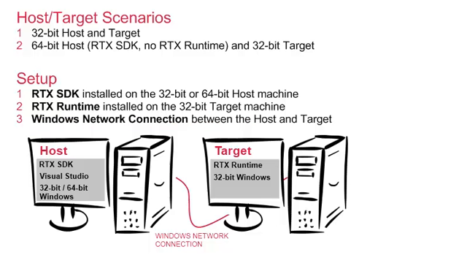There are two host target scenarios. In the first, both the host and target are 32-bit Windows systems. In the second, the host is 64-bit and the target is 32-bit. When the host is 64-bit Windows, only RTX SDK can be installed, as the RTX runtime component is not yet supported on 64-bit Windows. A host target scenario will work for non-evaluation versions of RTX 2009 and later. The host and target must be connected via Windows Network connection.